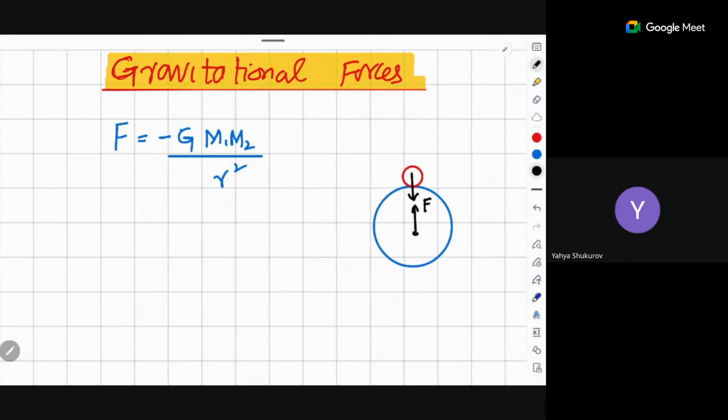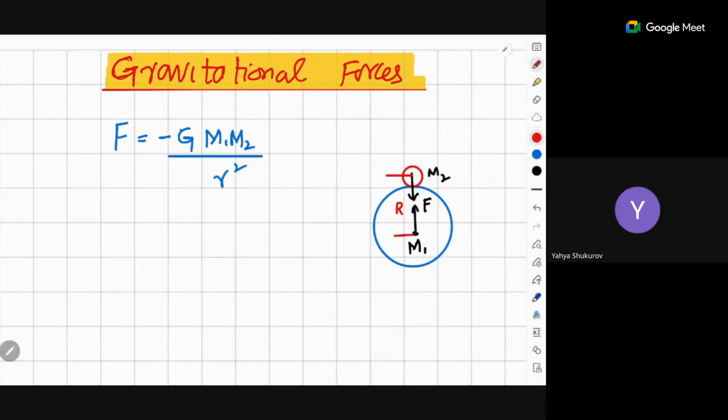So this is the force of gravity, which is exerted by m1 on m2, and the separation between the centers of these bodies is from this point to this point. You got it? This is the separation actually. So that is equal to r.